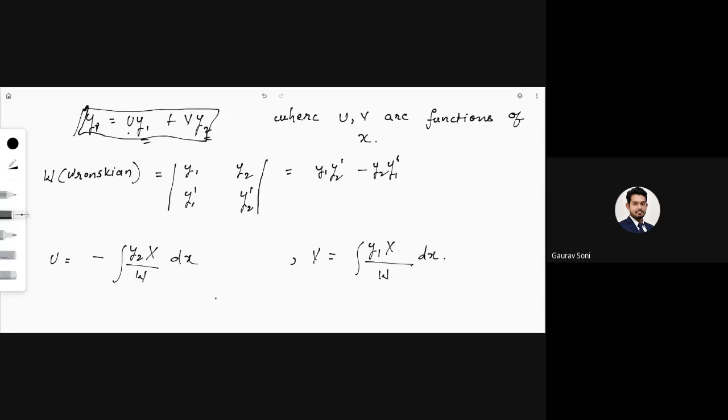We'll just recall what X was. Our differential equation looked like a D square plus b D plus c y is equal to capital X. So the right hand side is our f of x, or simply capital X, that you are placing here. One more thing to note: to find the coefficient u, you are multiplying by y2, the opposite one, y2 into X by W. And for finding v, which is the coefficient of y2, you are multiplying by y1.